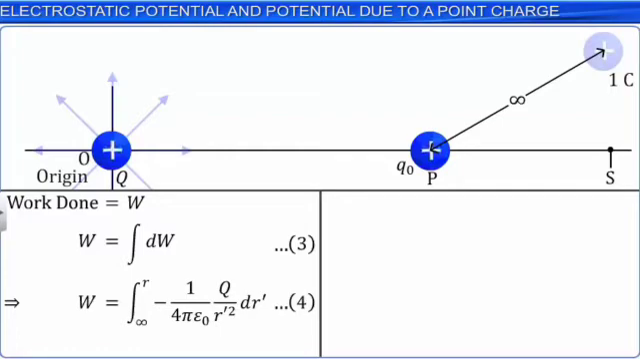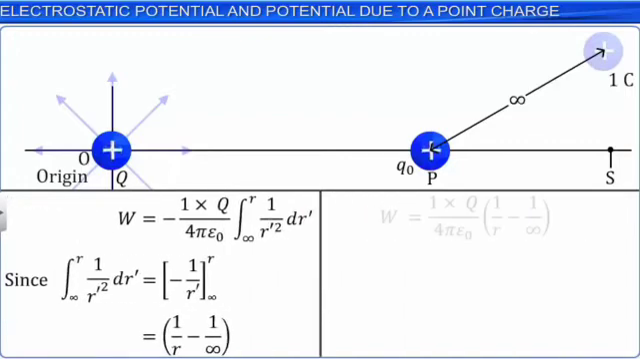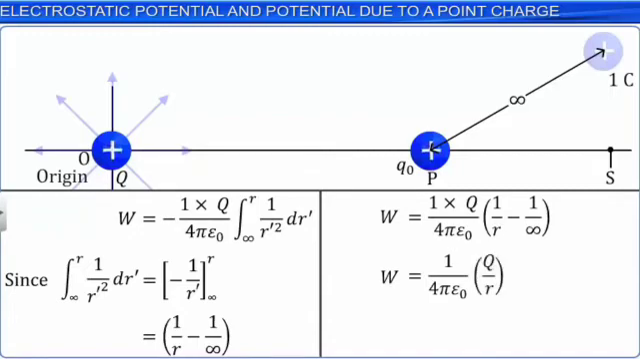Since 1 by 4 pi epsilon naught Q are constants, and evaluating only the integral, we have integral 1 by r' square dr' in the limits infinity to r is equal to minus 1 by r' in the limits infinity to r, which is equal to 1 by r minus 1 by infinity. On further simplifying, we get W is equal to 1 by 4 pi epsilon naught Q by r. Let this be equation 5.